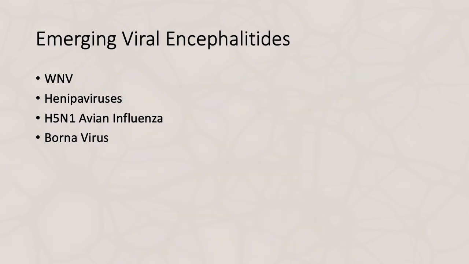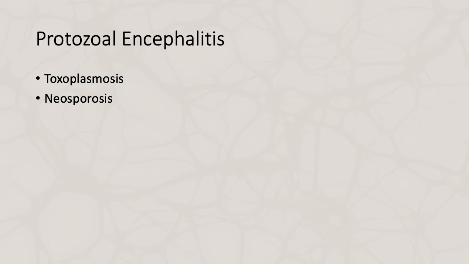Lastly, I'll talk about some of the emerging viral encephalitides in the dog and the cat. The carnivores were thought to be dead-end hosts with these, but they are being reported potentially with more frequency. So there's West Nile virus, the hemiparaviruses, H5N1 avian influenza, and then the Bornaviruses, more so in Europe. Next, I'll talk about the protozoal encephalitides, the two most common being toxoplasmosis and Neospora in the dog and cat.